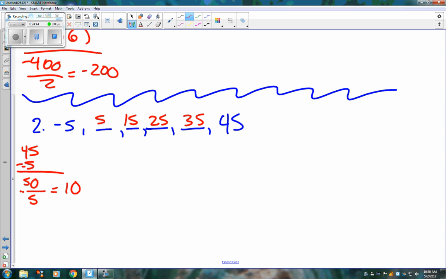45 minus the first term, which is negative 5. So 45 minus a negative 5 should have given you 50. Then divide by 4. You got lucky. Oh well. Alright, so that's 2. To get from here to here, 1, 2, 3, 4, 5.